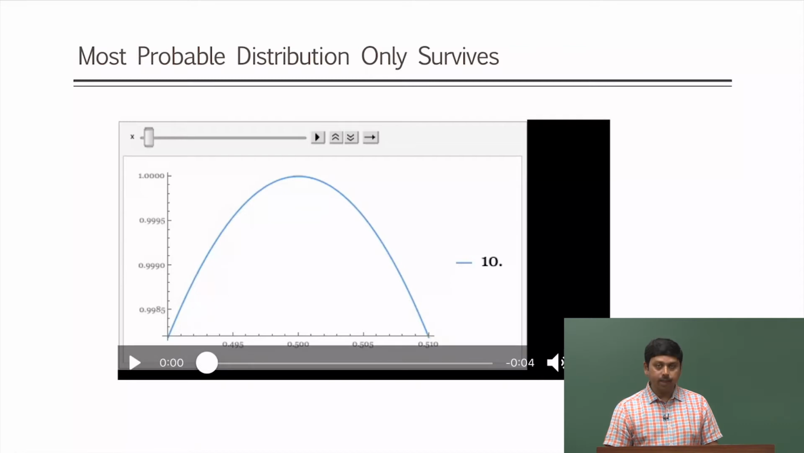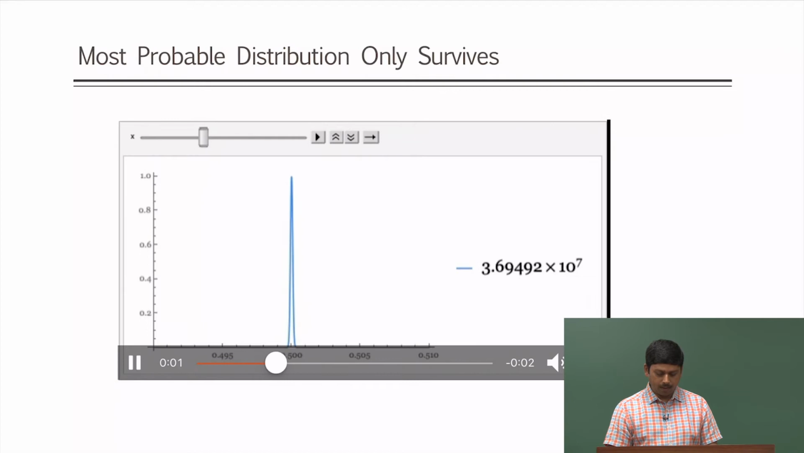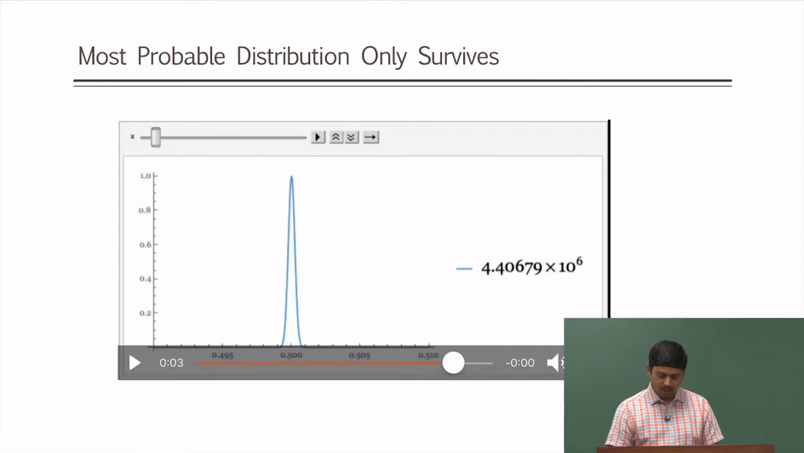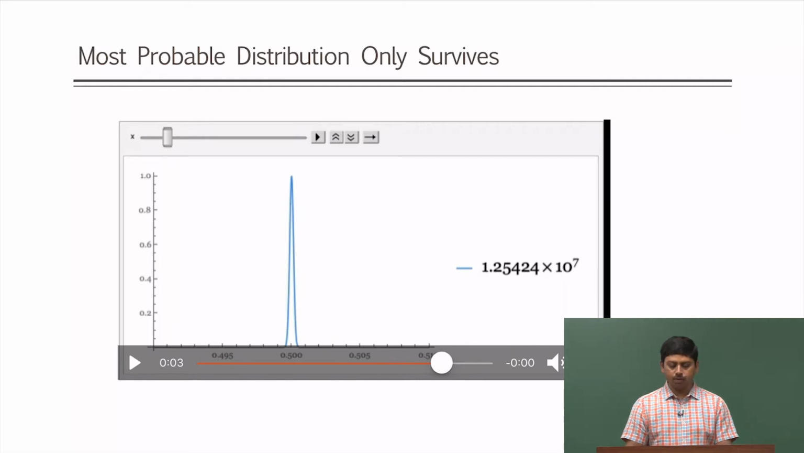This is a movie showing how, with the variation of n, it is getting sharper. This is the n that is shown here. You can see that with n it is just getting sharper and sharper. This is the largest value of n that we have considered. The movie is just running back and forth.